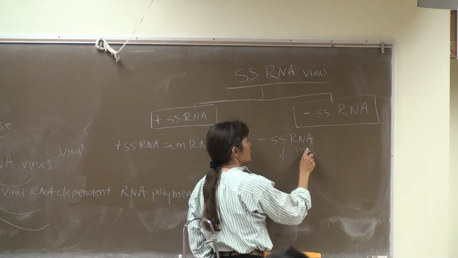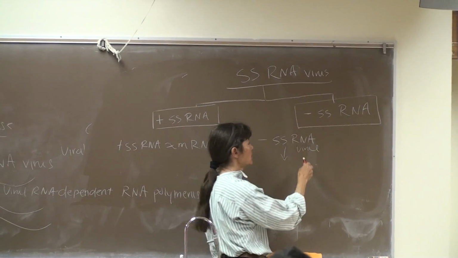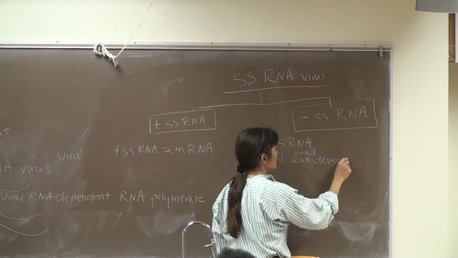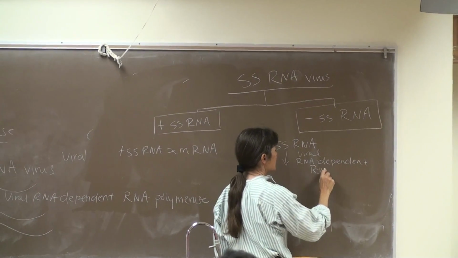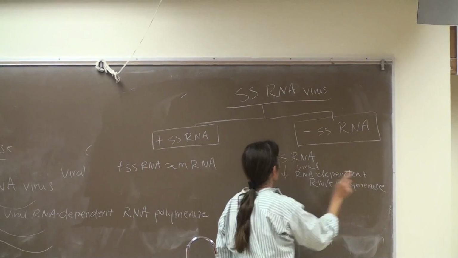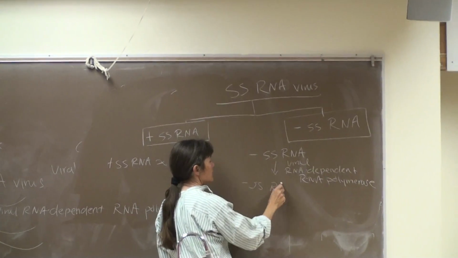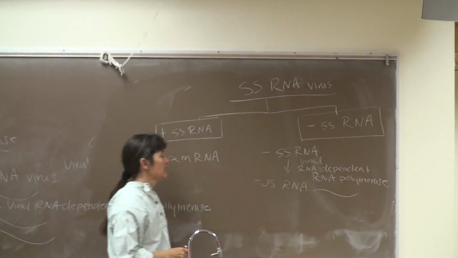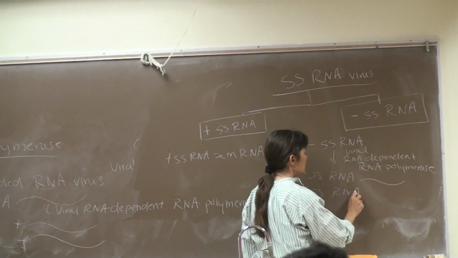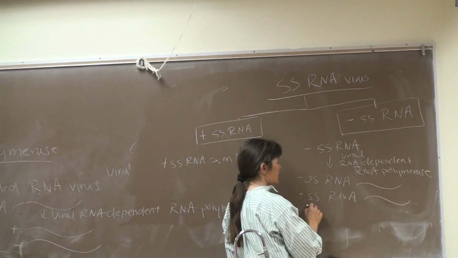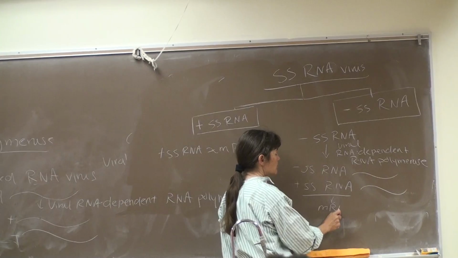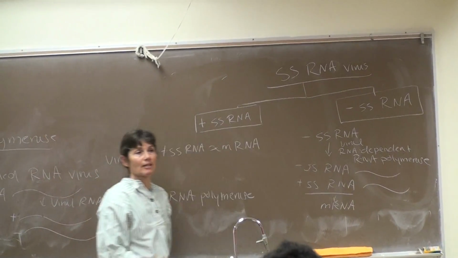Okay, so the virus has also to deliver, when it infects us, the viral RNA-dependent RNA polymerase. And with that, it'll take the negative or minus single-strand RNA as a template and make the plus strand. And remember that plus strand then is going to act as what? That's going to act as the messenger RNA, and our ribosomes will then bind to it and translate it.